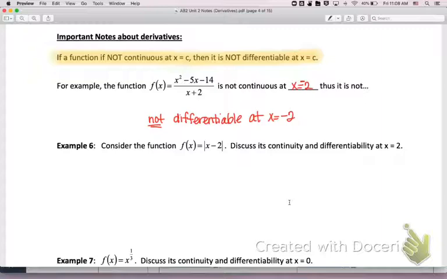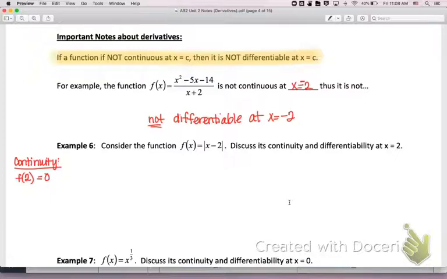Okay? So, if we look at example 6, we want to determine the continuity and the differentiability of this function. So let's first start by thinking about continuity, okay? Now, we have to discuss a lot of stuff here, so there's going to be a bit to write, so that's why I'm writing small. So our 3 conditions for continuity at x equals 2 is that f of 2 has to exist, which it does, it's equal to 0. The limit from the left and the limit from the right have to both exist.